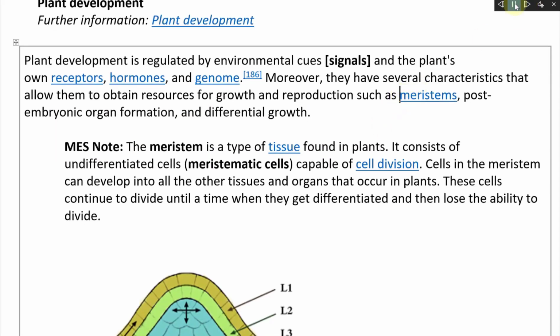See the pronunciation here. Meristem. So meristems also include post-embryonic organ formation and differential growth. Let's continue with those.